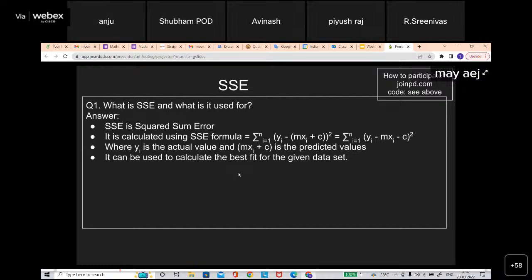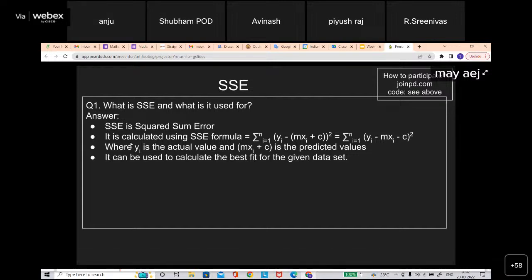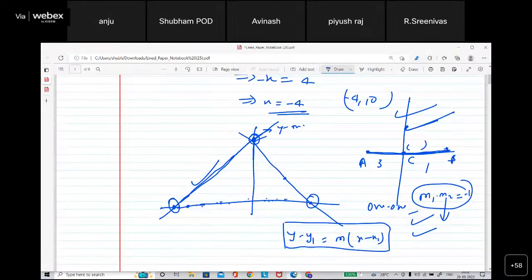It is calculated using this formula, which is the sum of yi minus m xi minus c, squared. Here m is the slope of that line equation. So let me tell you the idea.